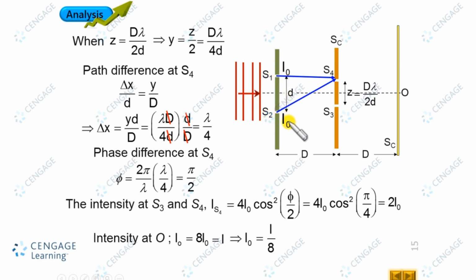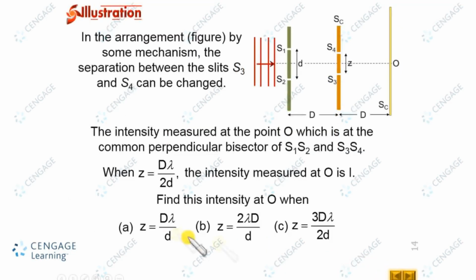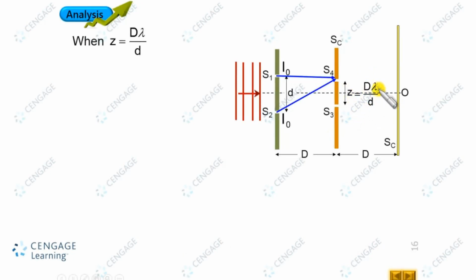Okay. Now let us move to the first part of the question, when Z equals capital D lambda divided by small d. So here in this case, we know y is the distance measured from this line in the upward or downward direction, the center of this screen. So y will be equal to Z divided by 2. Z is equal to lambda D divided by small d. So y should be equal to D lambda divided by 2d.